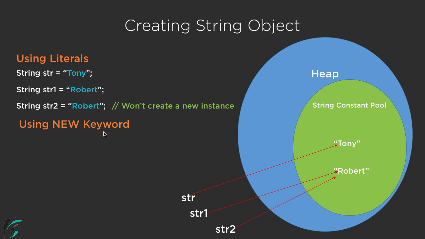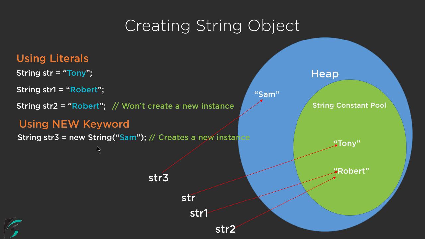Now what about the new keyword? Let us come to this part. Here again let us create String str3 = new String("Sam"). This time when this statement is executed, a new string object is created, no doubt, but this time it will be created inside the heap memory, not inside the pool. So here we have the Sam string object created inside the heap memory. And once again we have the str3 reference variable pointing to this Sam string object.